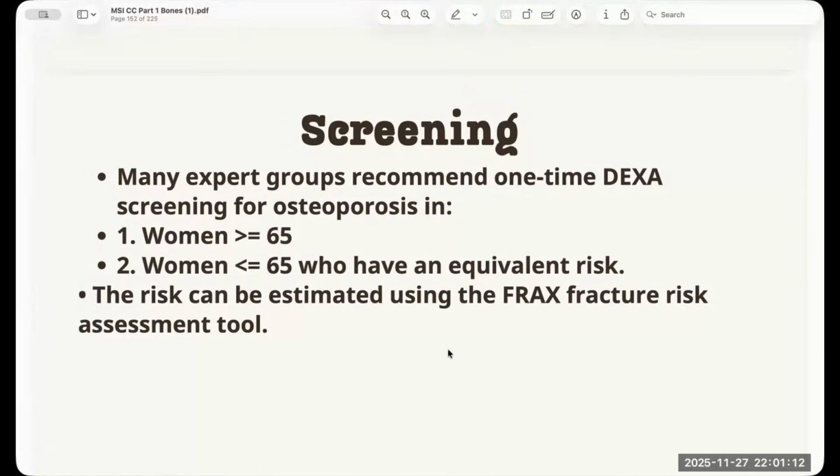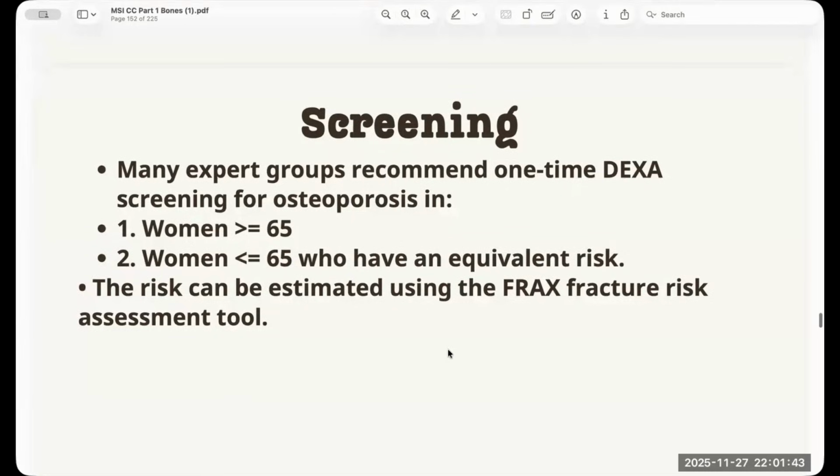The screening of osteoporosis is done as prophylaxis for a patient, and it's recommended in women of 65 years of age or above, or women that are less than 65 years of age but have an equivalent risk due to a criteria, okay? The risk can be estimated using the fracture risk assessment tool, okay?